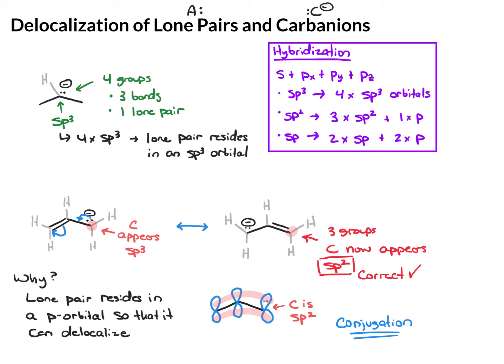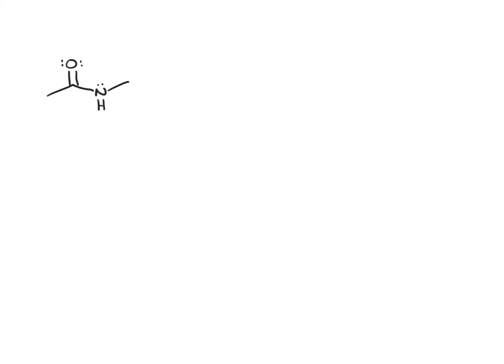Let's look at just a couple other examples. Here you have an amide, and on first glance, if you look at this nitrogen, you would count 4 groups. 2 N-carbon single bonds, an NH single bond, and the lone pair. So again, that looks sp3.